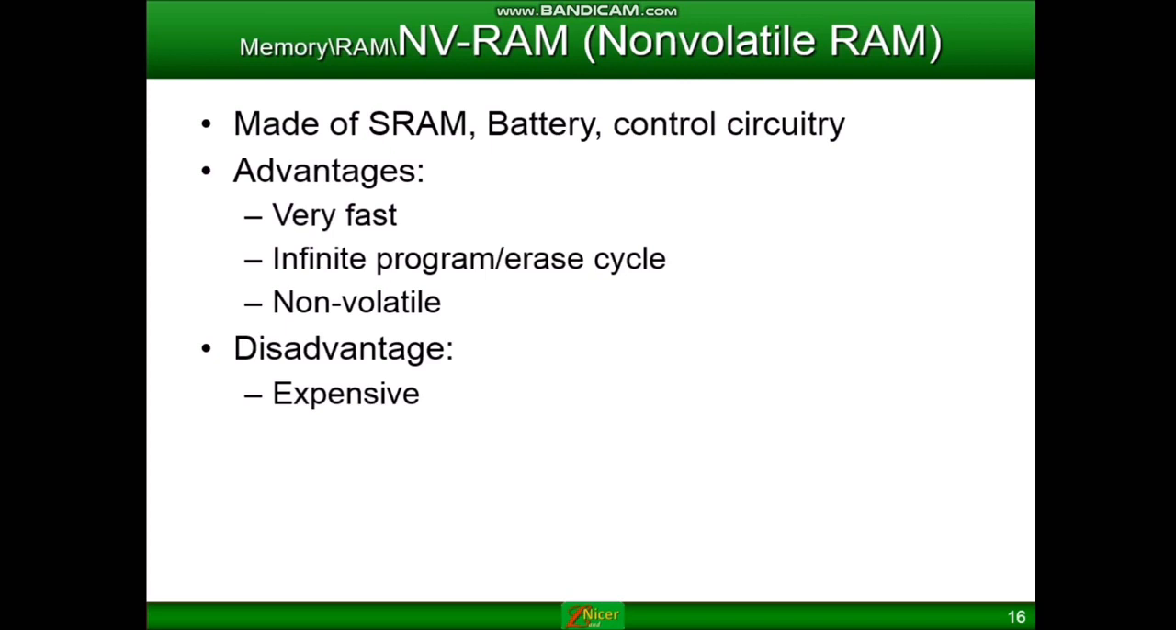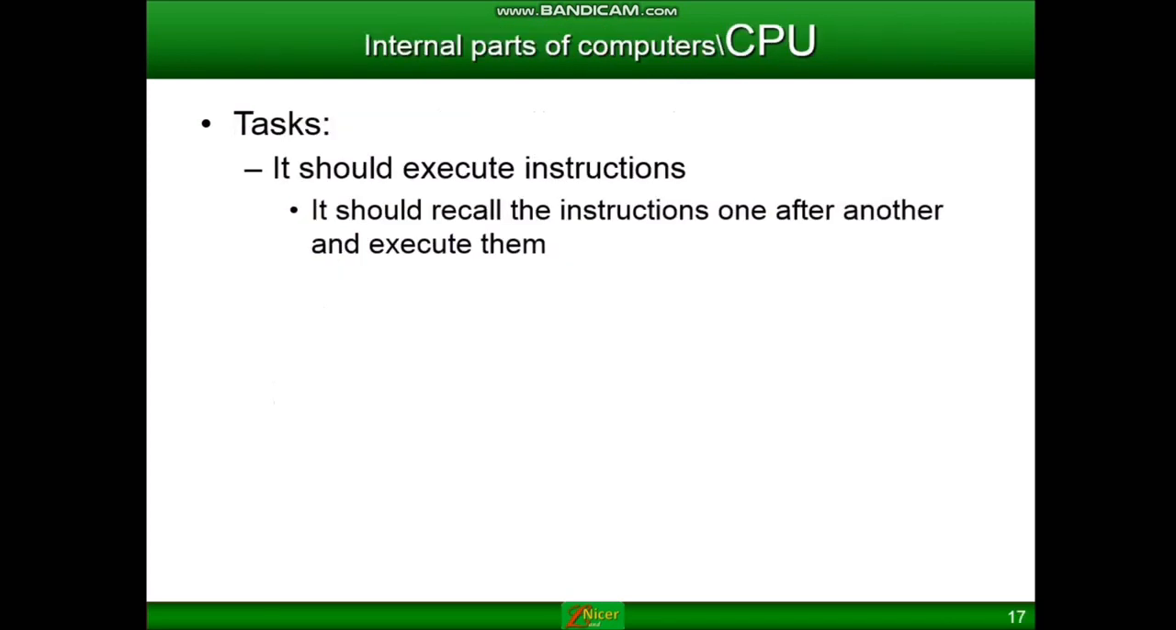So according to these slides that we have studied, the best one among these three is NVRAM. Only the disadvantage is that it is expensive.